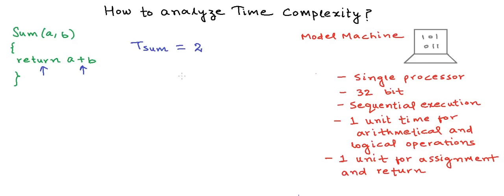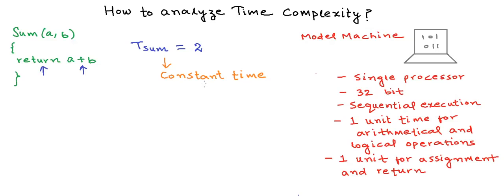So in this case, irrespective of the input to the program, the time taken is exactly 2 units. Or we can also say that the time taken is always constant. So this particular program is a constant time algorithm.